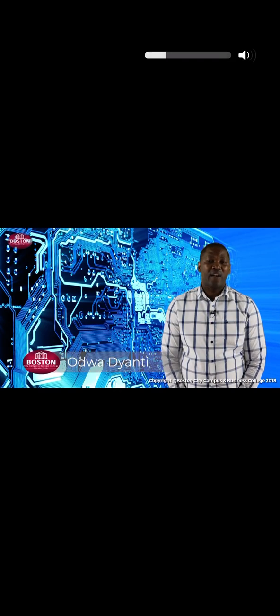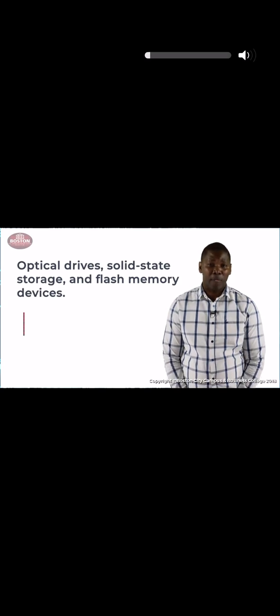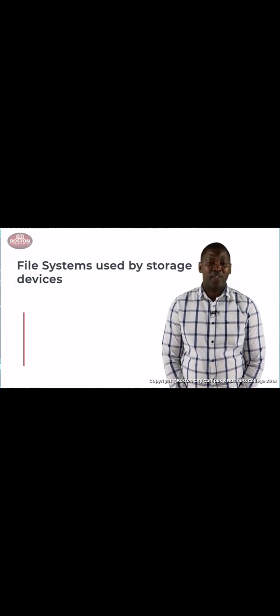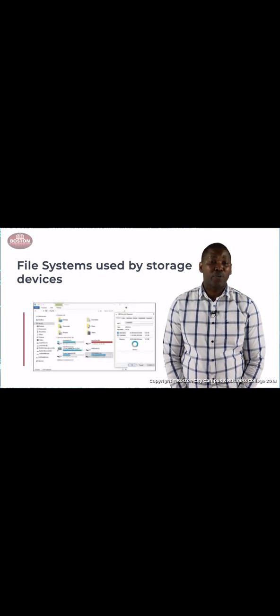The third learning outcome focuses on supporting optical drives, solid-state storage, and flash memory devices. Before we dive into details of several other types of storage devices, we start with the file systems they use. A file system is the overall structure the operating system uses to name, store, and organize files on a drive.